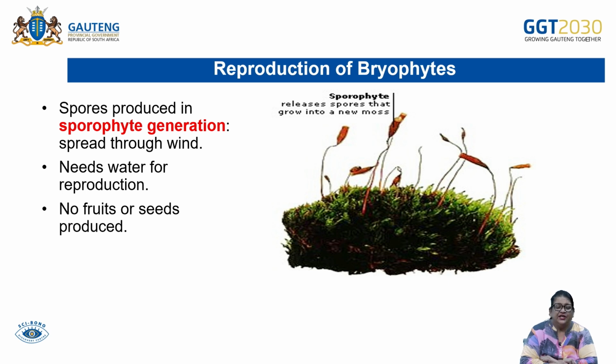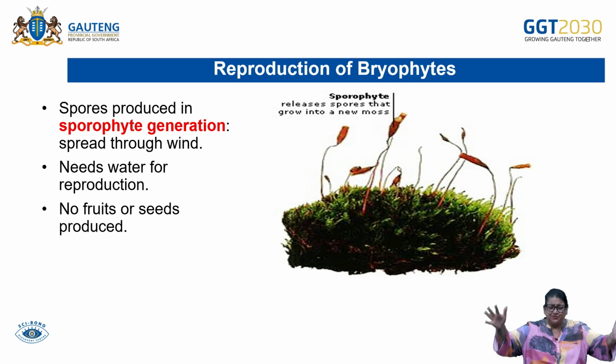Also, the bryophytes don't produce any fruits or seeds. So no fruits and no seeds are produced. It's only spores that are produced by this little capsule. And you must remember, the spores, which look like flour or fine pollen dust, cannot be damp. The sporophyte does not need damp situations, because if it's damp, the spores are going to cling together and they won't be dispersed. They'll fall near the parent plant. So when the sporangium needs to release the spores, learners, it must be dry.